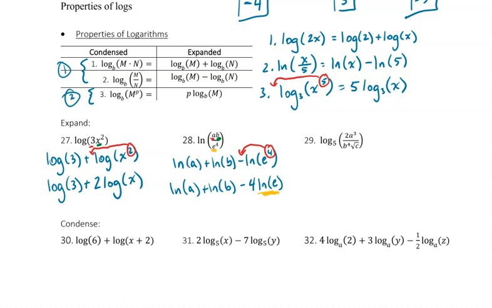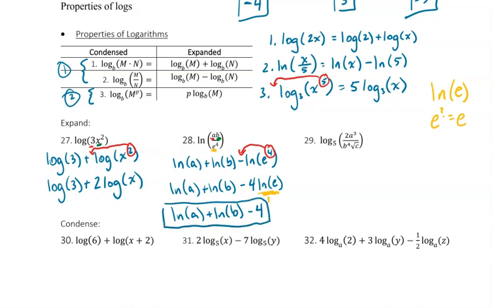So if I kind of go off to the side real quick and just talk about ln of e, if we ask our question, that's e to what power equals e? Well, that's 1, right? Because it didn't change, so that has to be 1. So this whole thing just goes to 1. So it's going to be ln of a plus ln of b minus 4 times 1, or just 4. And that's our expanded logarithm.